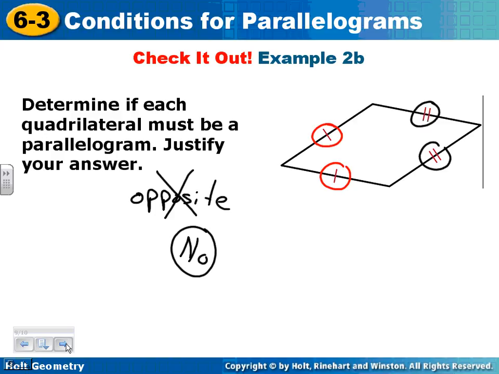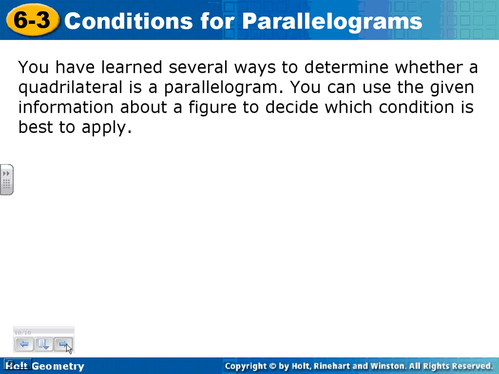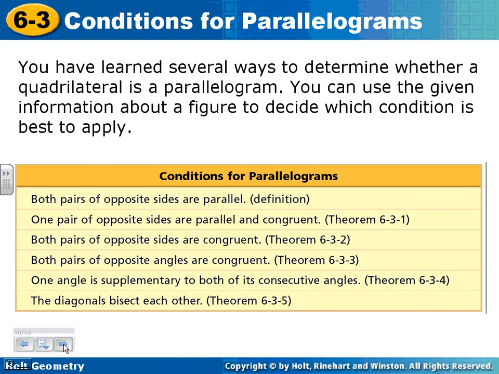One more slide, and we're done. Just kind of a summary here. This last slide reads, you have learned several ways to determine whether a quadrilateral is a parallelogram. You can use the given information about a figure to decide which condition is best to apply. Conditions for a parallelogram. Both pairs of opposite sides are parallel by definition. One pair of opposite sides are parallel and congruent.